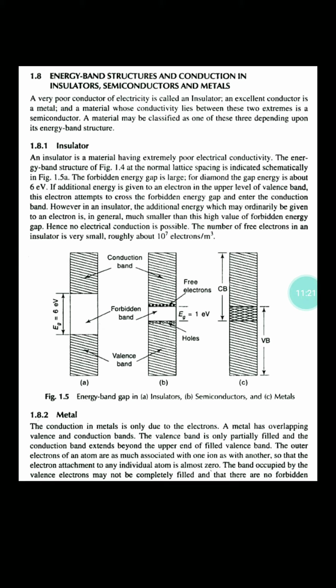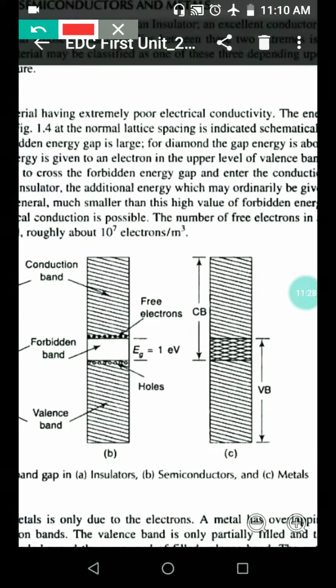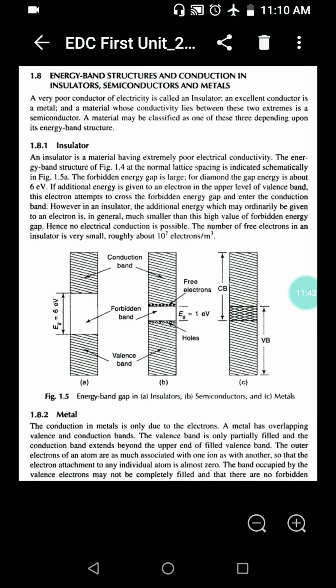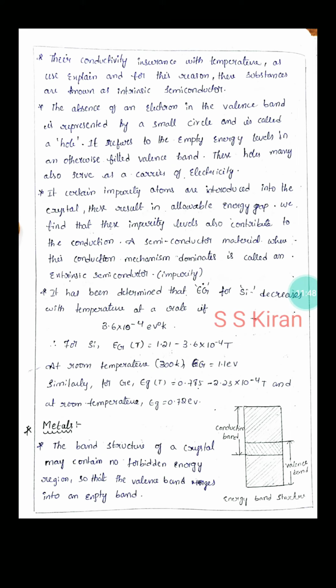Yes, I already informed you about the number of electrons. Roughly in an insulator, you can just underline this very important point: 10 to the power of 7 electrons per meter cube. Right? In insulators, 10 to the power of 7 free electrons per meter cube are available. Good. Next, we will enter into the metals. Before going to metals, this is the concept. This is some theory part. You can download it in this material. Everything is provided.